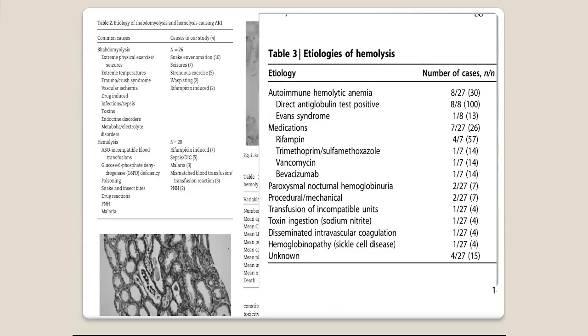These are the two papers which I just read. One is from Renopath actually. In the first one, the most common cause of hemolysis is always an infection, then drug induced, and the last one is PNH. And the next one is from Europe. The most common cause is autoimmune hemolytic anemia, and then drugs, paroxysmal nocturnal hemoglobinuria, and transfusion of incompatible units or hemoglobinopathy.